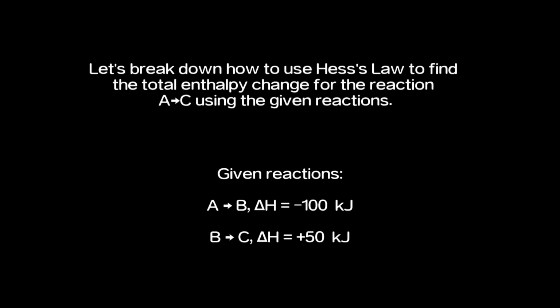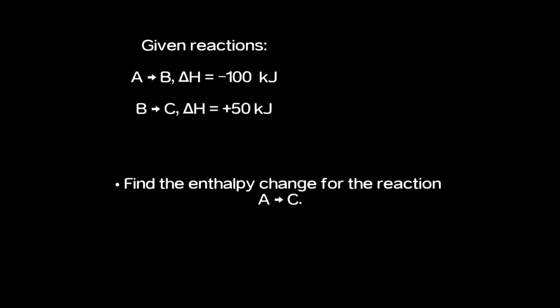Let's break down how to use Hess's law to find the total enthalpy change for the reaction A goes to C using the given reactions. Find the enthalpy change for the reaction A goes to C. Hess's law states that the total enthalpy change for a reaction is the same regardless of the number of steps. This means we can add the enthalpy changes of the individual reactions to find the overall enthalpy change.